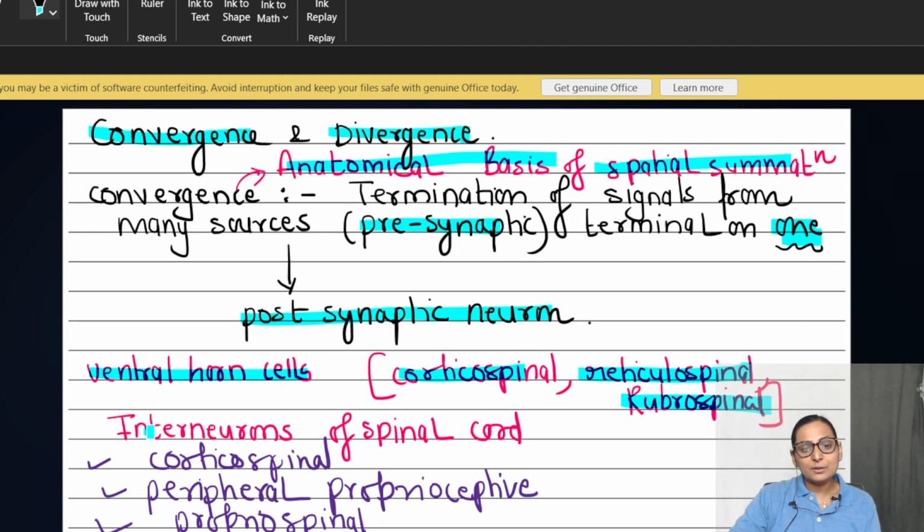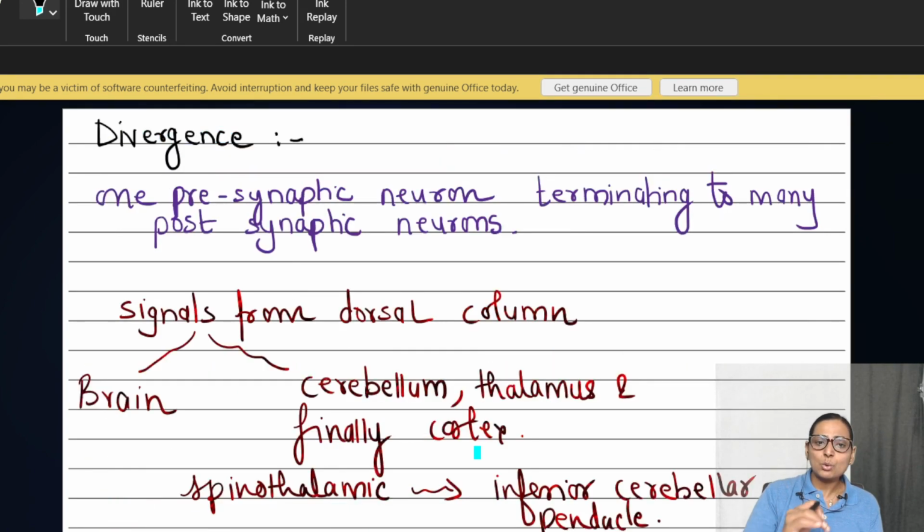Similarly, the interneurons of the spinal cord are receiving inputs simultaneously from the corticospinal, propriospinal, and peripheral proprioceptive pathways. So you are bringing about a kind of anatomical summation because of this property of convergence, right? Now, the totally opposite is what is called divergence. What is divergence? Here, one presynaptic neuron terminates on many postsynaptic neurons, right?